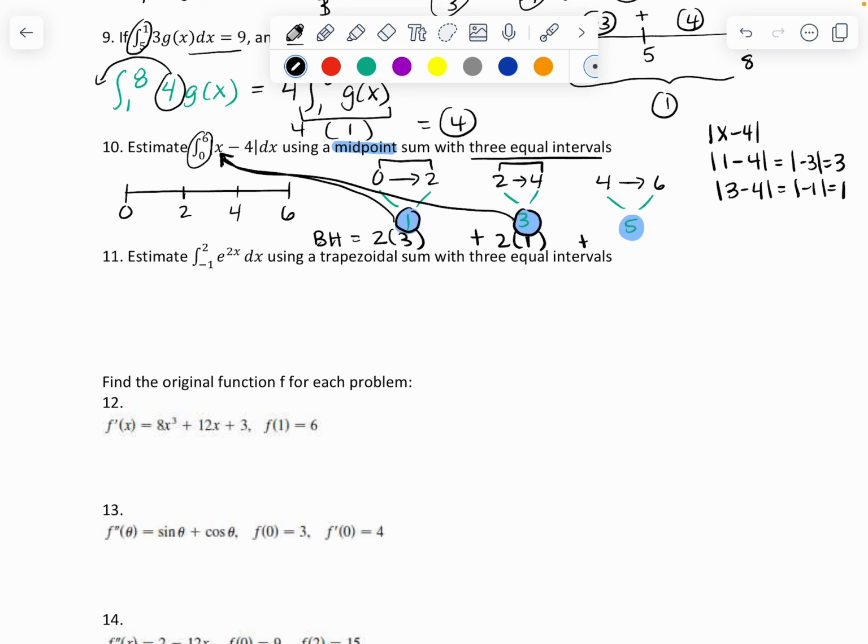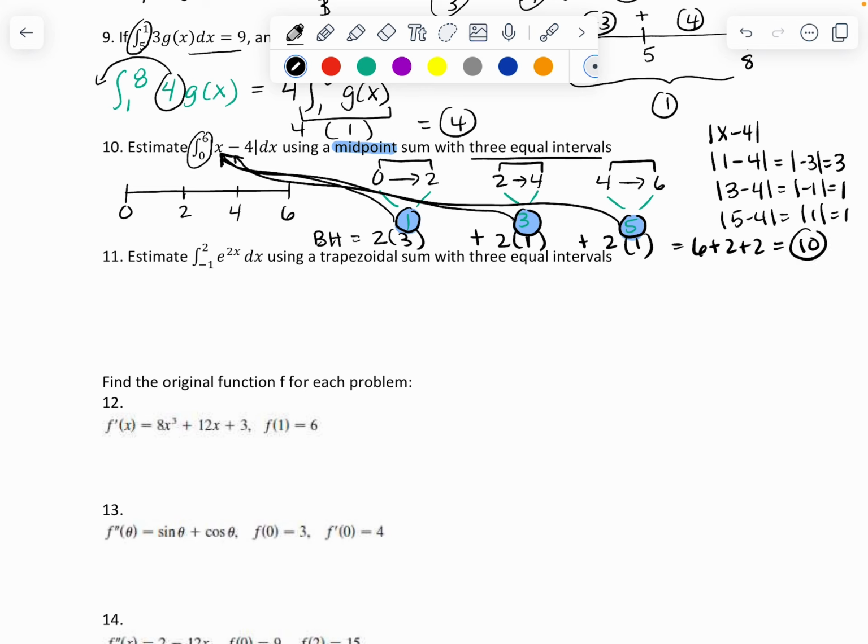And then last but not least, the distance from 4 to 6, that's your base, that's 2. Again, the height I get from plugging in 5 into here. The absolute value of 5 minus 4 is the absolute value of 1, which is 1. Now adding all these up, this is going to be 6 plus 2 plus 2, which is 10.